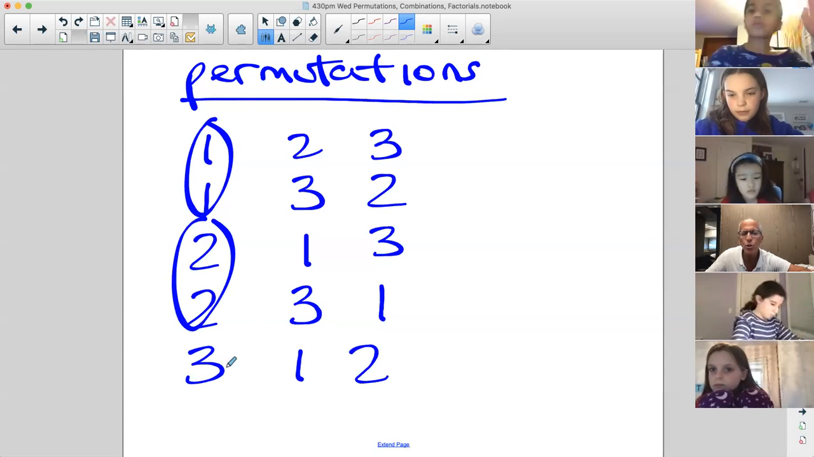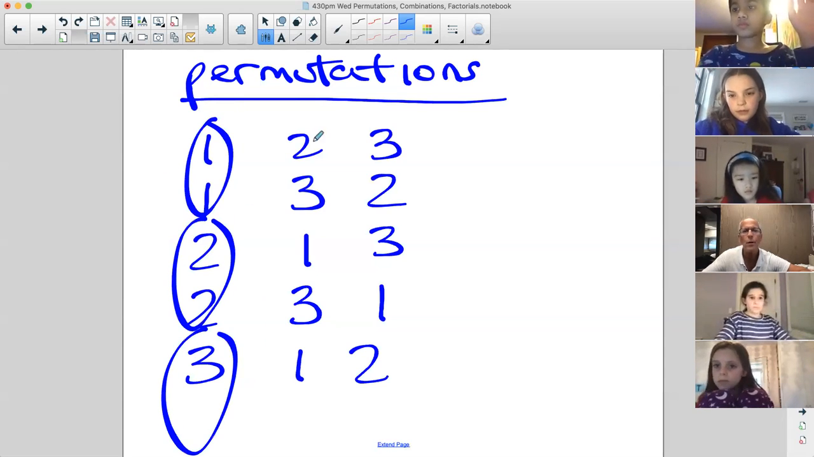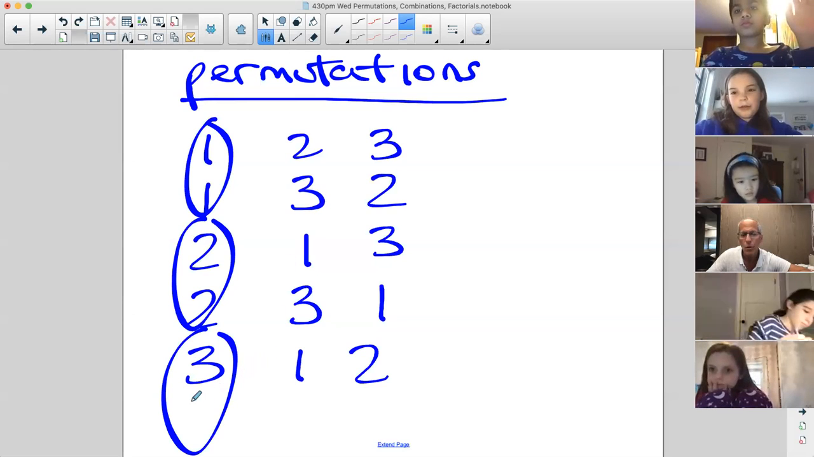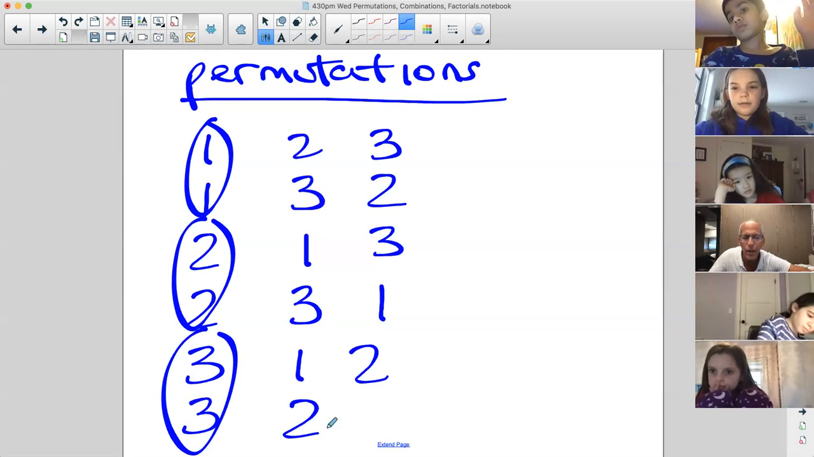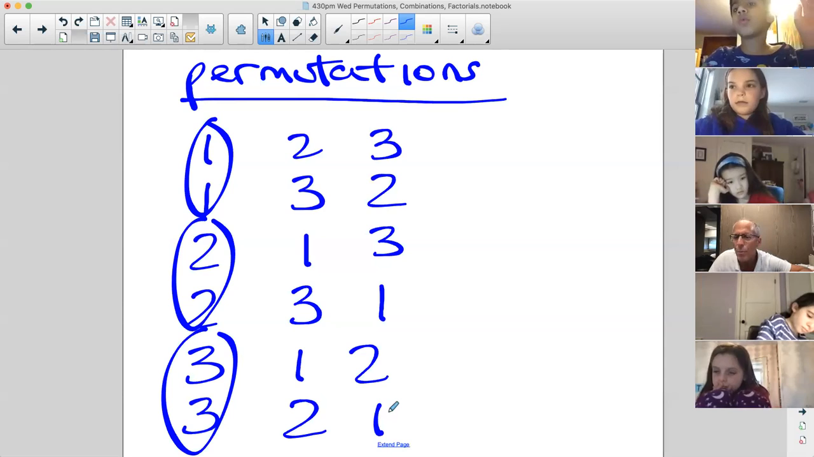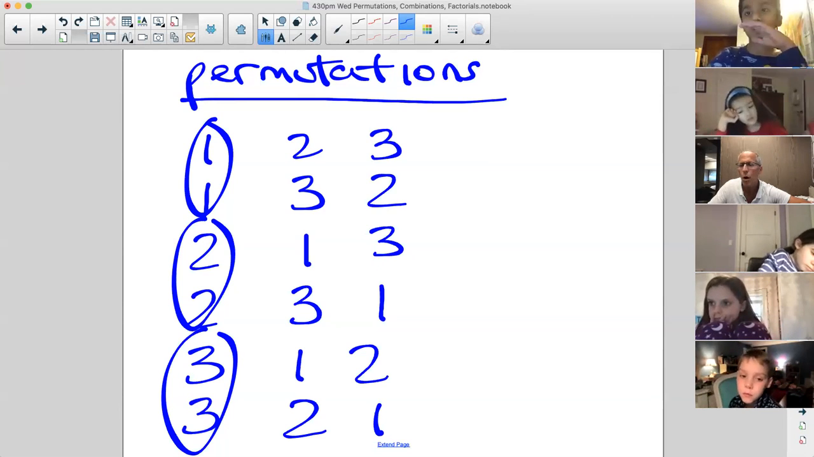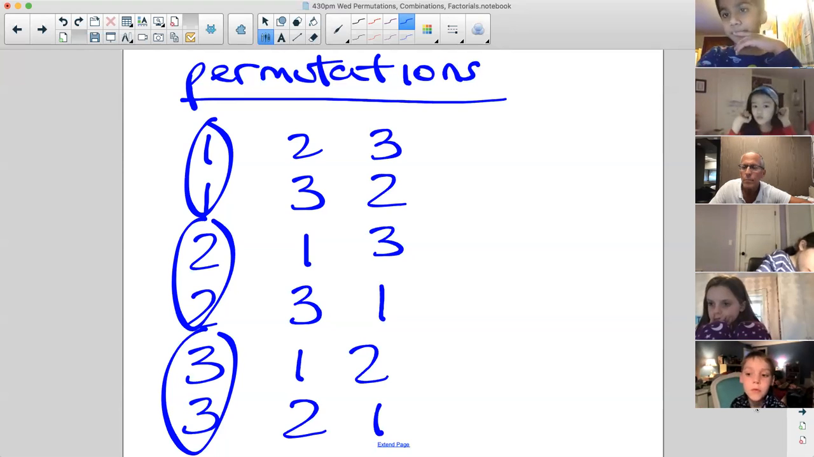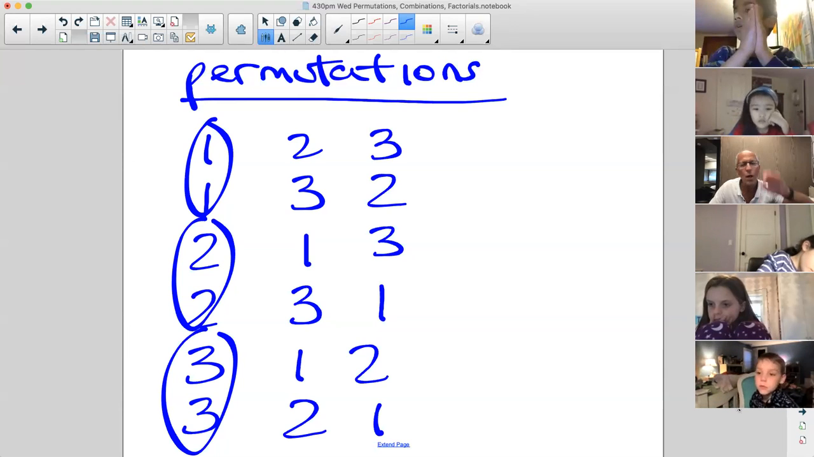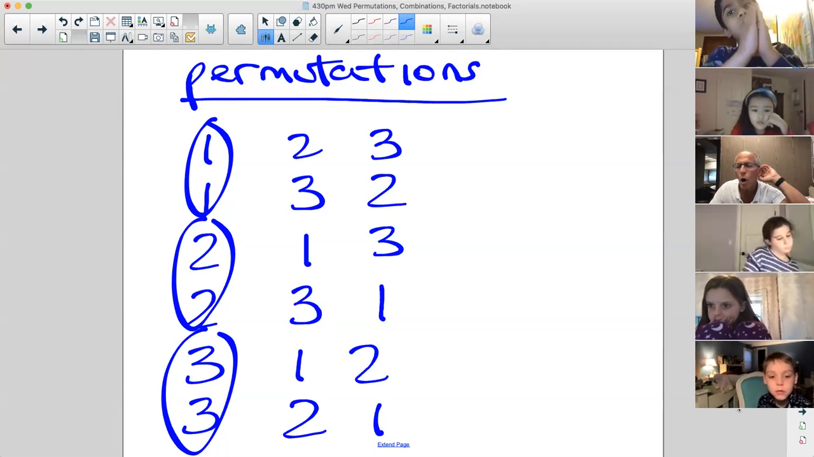If you follow the pattern, 3, 2, 1. There you go. Follow the pattern. And Will. Go, Will. You raised your hand, Will. A little bit louder, my friend. He took mine. Oh, okay.